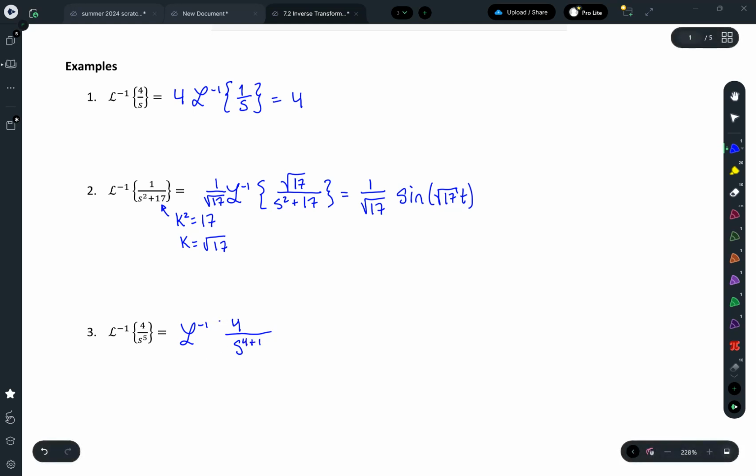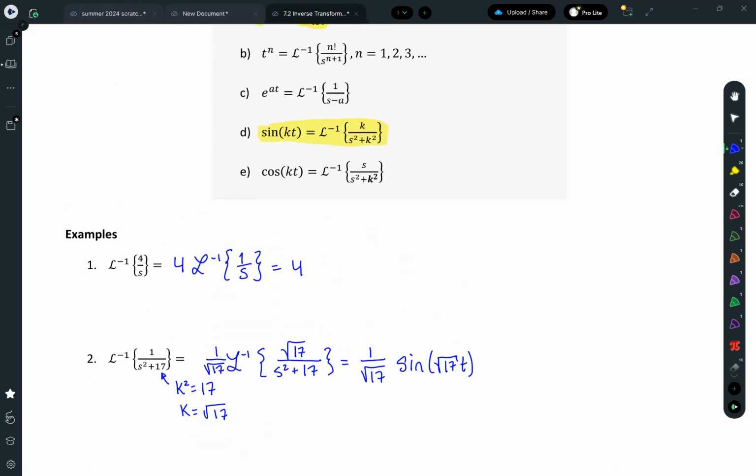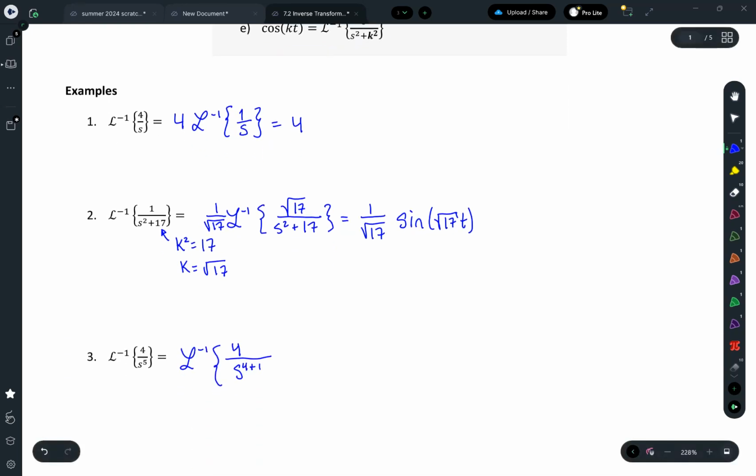Oops. And then I'm going to go upstairs and look really quick. So I'm looking at b, t to the n. So Laplace inverse of n factorial over s to the n plus 1. Okay, if I look down here, n is 4. So what I need is a 4 factorial in the numerator.